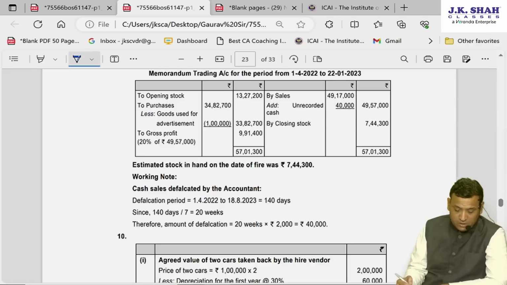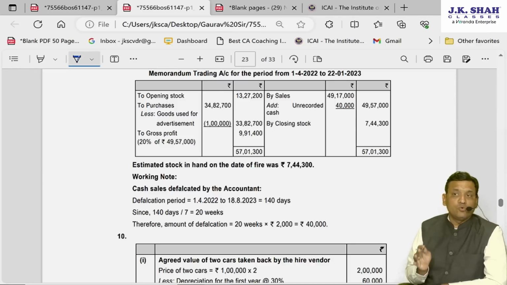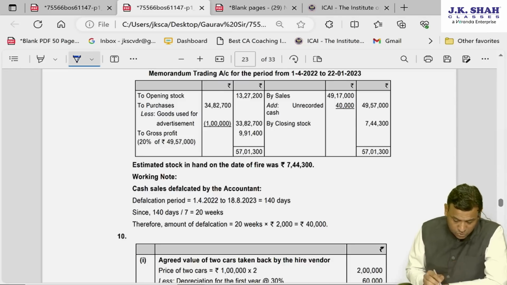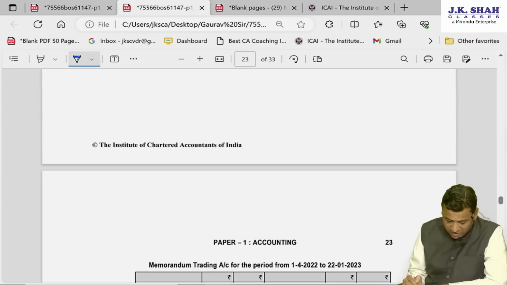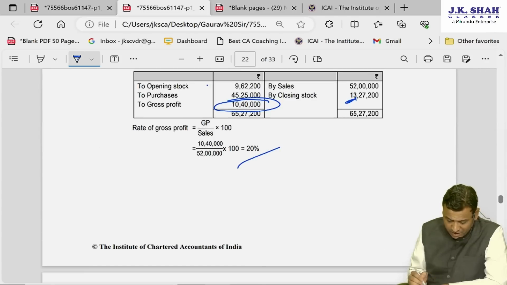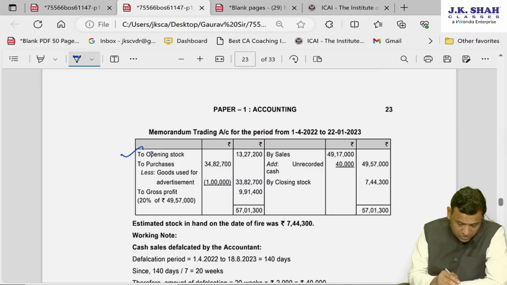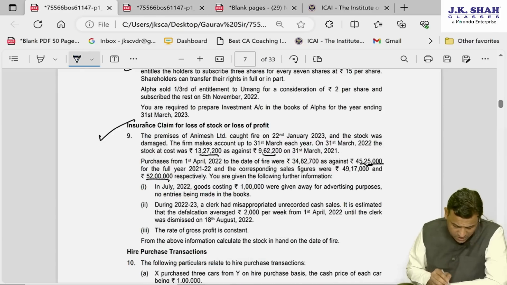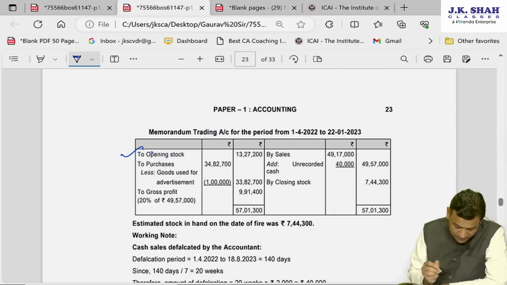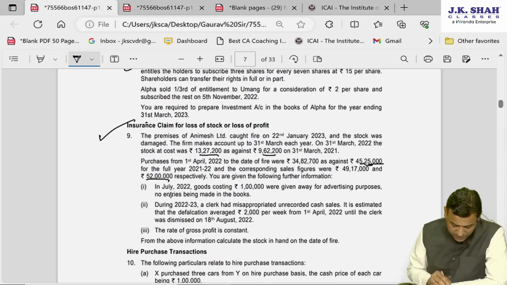trading account, that is from 1st April 22 till the date of fire. Whatever is the closing stock in my previous period will become the opening stock. That is done. Thereafterwards, friends, what has happened? We have some purchases which are given here. If you look properly, the purchases figure is 34,82,700, the sales figure 49,17, and there are certain adjustments.